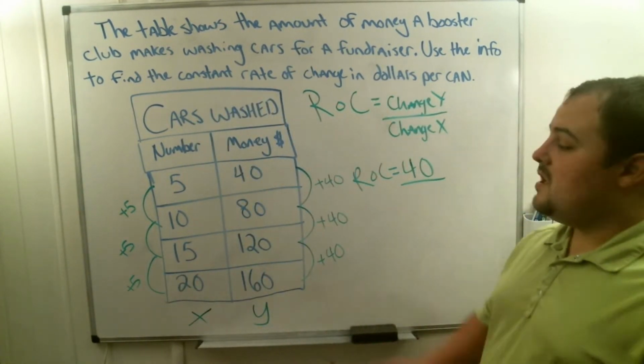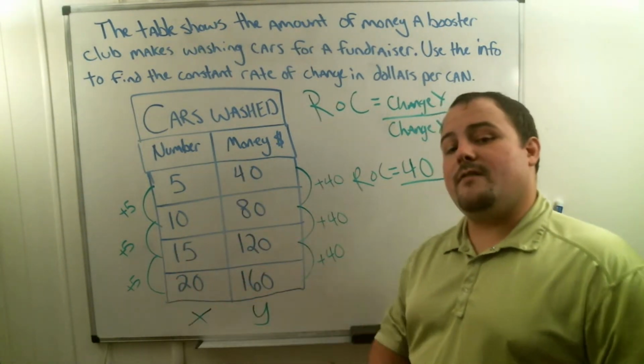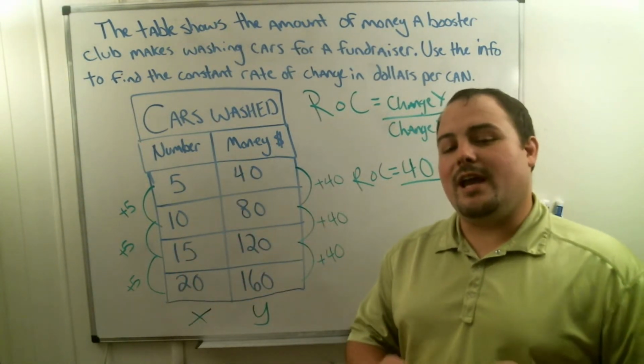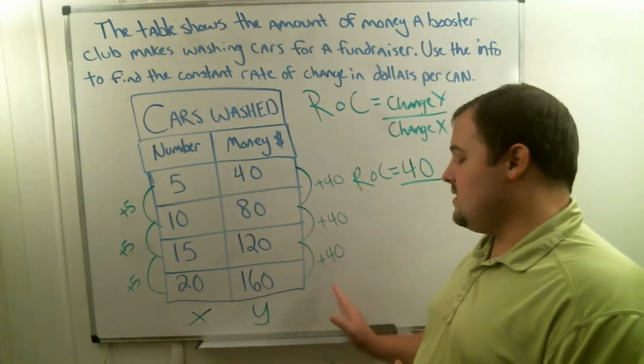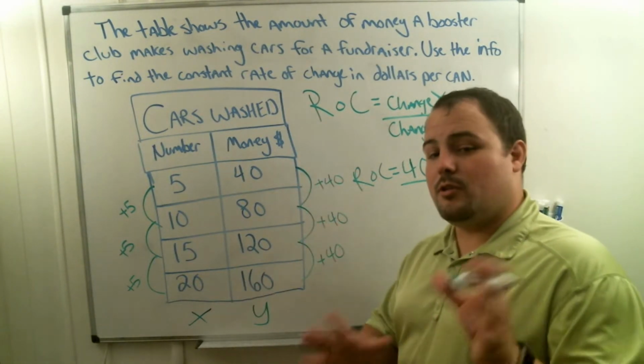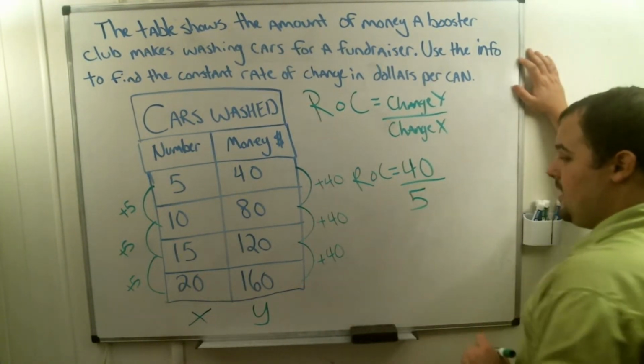So in this case, we're always changing by 40 on the right side, and we're always changing by 5 on the left side. That means we actually have a constant rate of change. A constant rate of change is when we always have the same number on both sides when we're looking at it. So our rate of change is actually 40 over 5.